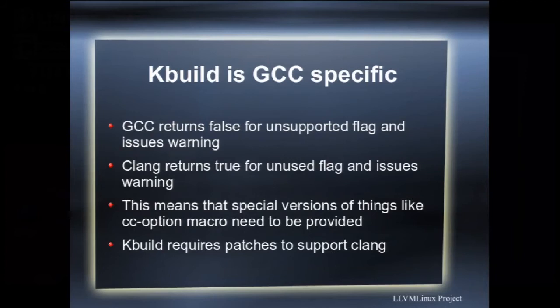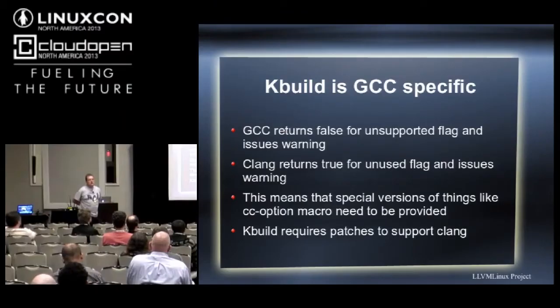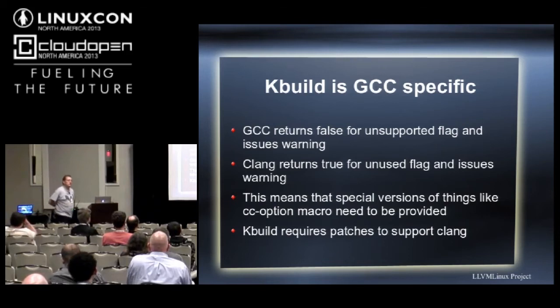So the first problem we had when we started looking at this is that kbuild is very GCC-centric. It makes the assumption that you're using a GCC-like compiler. Amongst other things, GCC will complain if you give it a flag that it doesn't understand. It will say, nope, I don't understand this, and fail. Clang, on the other hand, will say, I don't support this, but I'm going to continue.